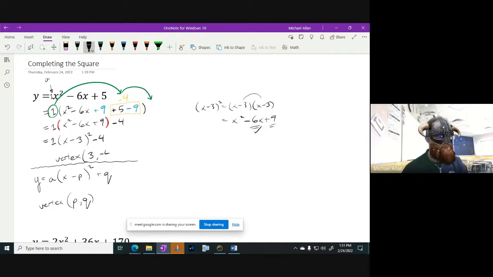And therefore, my y value, because remember, this is the q value that tells us how much the graph has moved up and down. So it's moved down 4 units. There we go. We got a vertex.